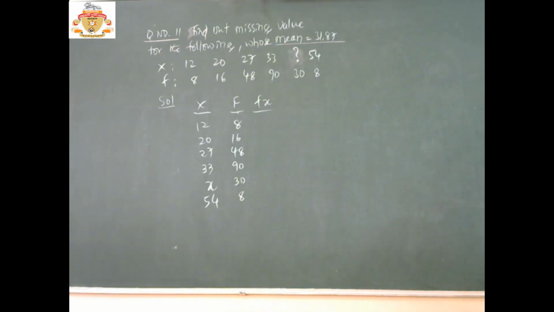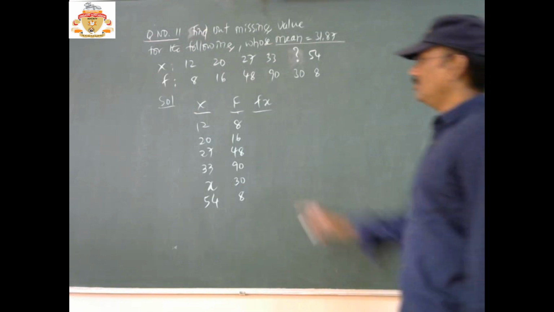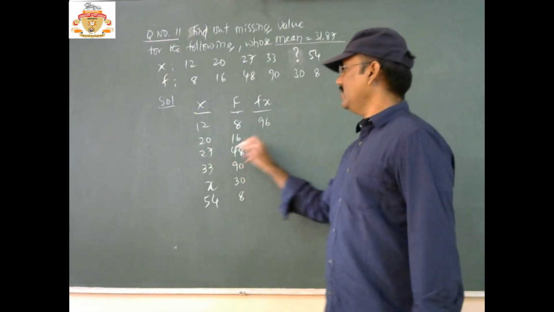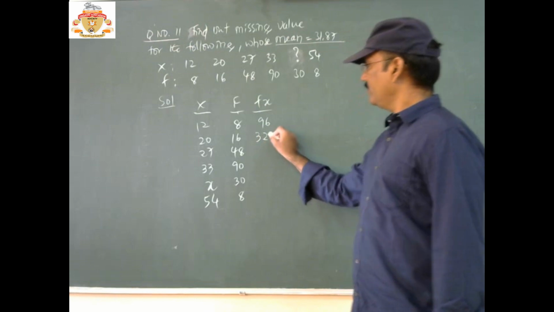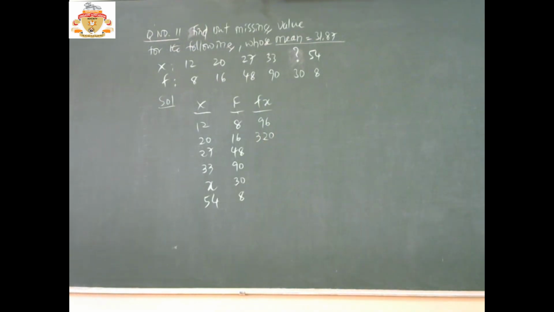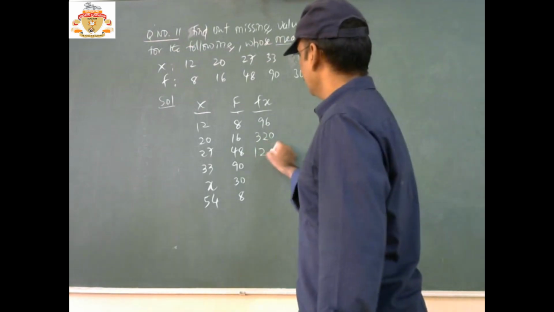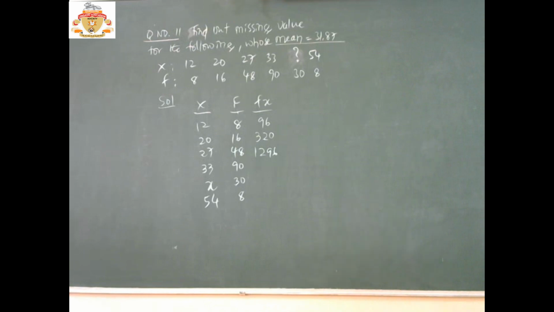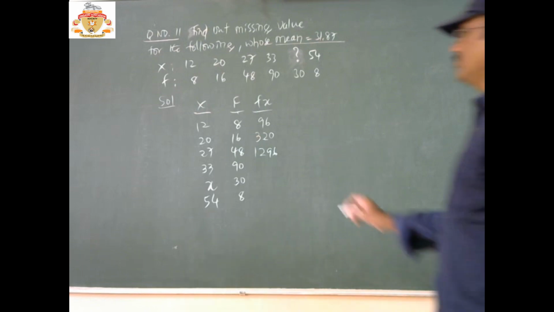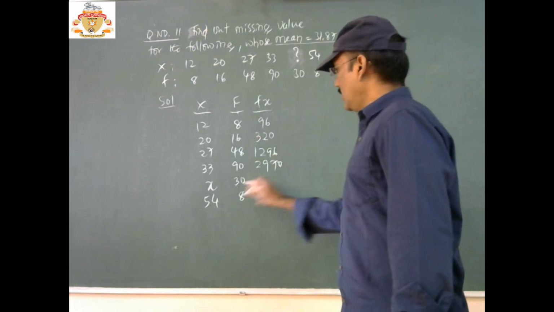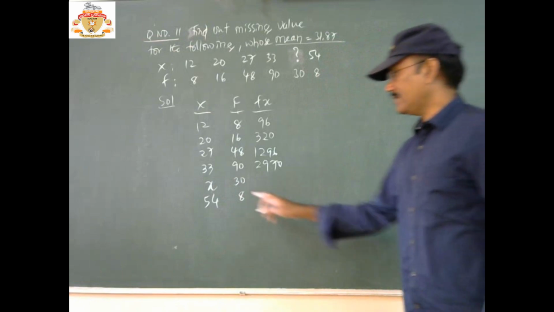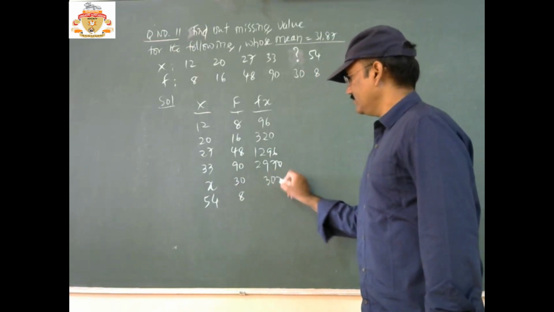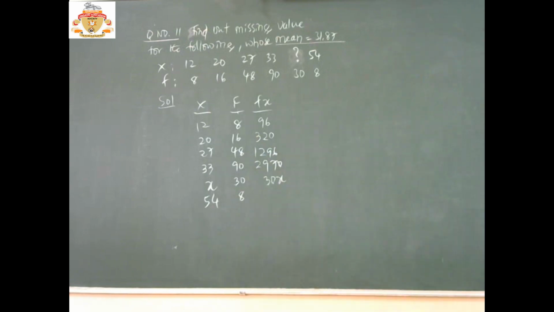Now F into X. 12 into 8 is 96. 20 into 16 is 320. Then 27 into 48 is 1296. Then do the same thing. 33 into 90 is 2970. And x into 30 is 30x. Then 54 into 8 is 432.